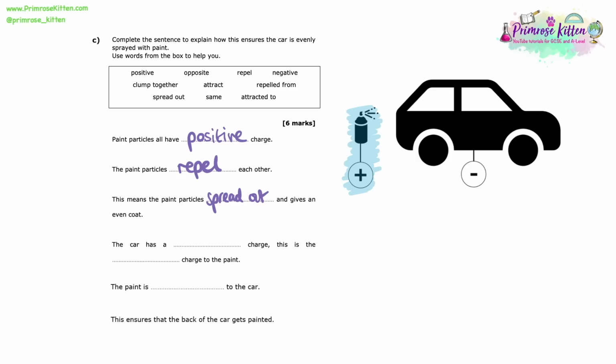So now onto the car. The car has... and again, we need to look at the diagram here. I can see that the car is connected to a negative electrode here. So I'm going to say that the car has a negative charge. And this is the... charge to the paint. Well, it's the opposite charge to the paint. And that's really important because the fact that the car is the opposite charge to the paint means that it's going to get attracted. So we're going to say that the paint is attracted to the car. And this ensures that the back of the car gets painted.